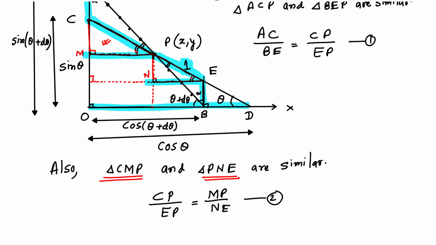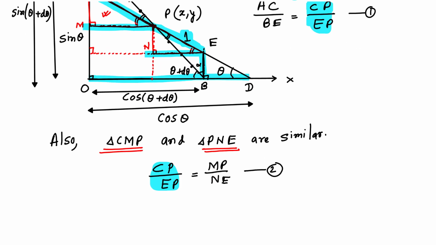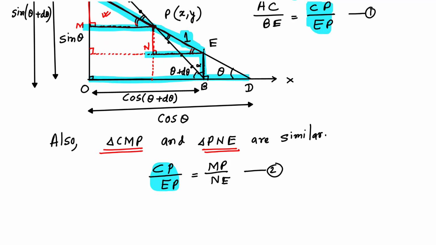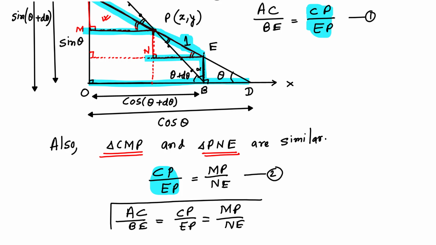So now we have two equations. You see, this thing is common. CP by EP is here, and CP by EP is also here. So if we combine these two equations, we can write AC by BE is equal to CP by EP, which is equal to MP by NE. So we will use this expression.